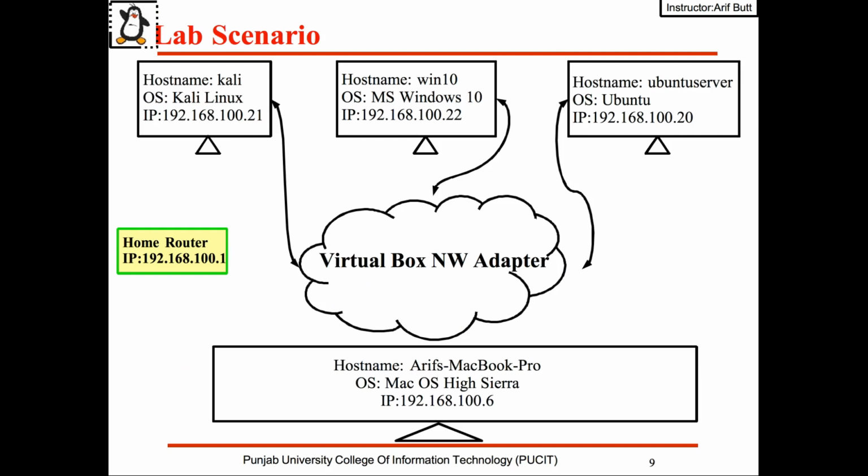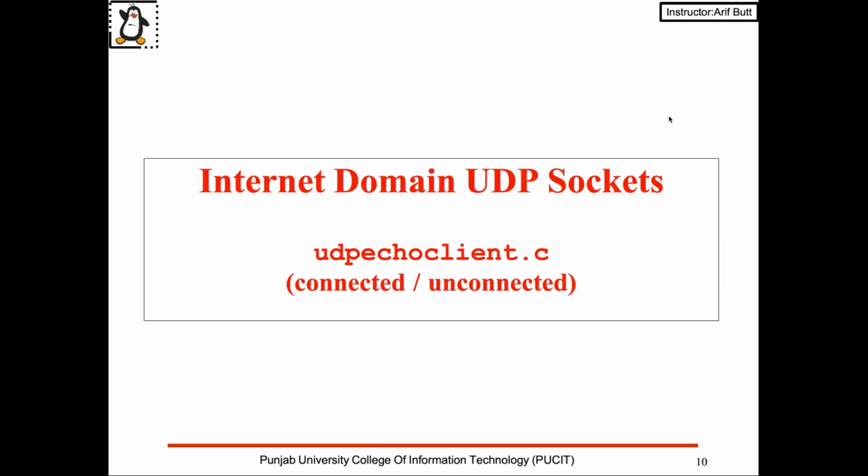Well, this slide shows the lab setup, which is the same as discussed in the previous session. We will be working on the Kali machine and Ubuntu server. Let us now move on to the Linux terminal and see the code of two echo clients that use Datagram sockets, unconnected as well as the connected one.